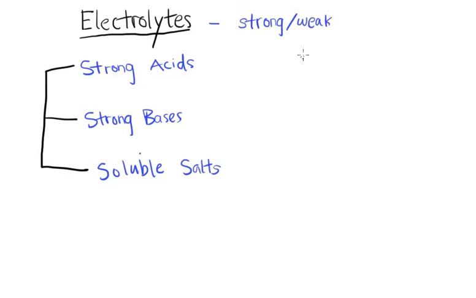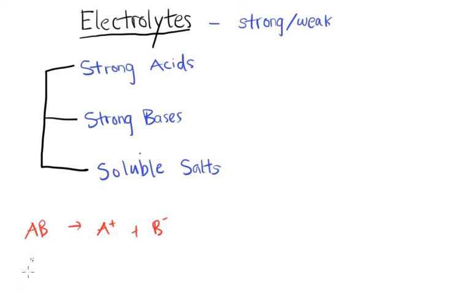So in a strong electrolyte, let's say you have AB and you put this in an aqueous solution like water. If AB were a strong electrolyte, it would form A plus and B minus. And there will be lots of these ions.